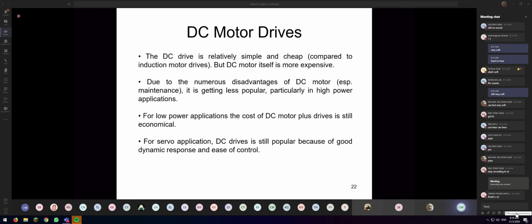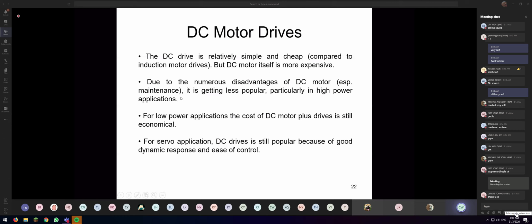For the AC motor, they just have two sets of winding. One is a rotor, one is a stator. That's it. That's enough for the AC motor to work. But for the DC motor, you need to have the armature winding, the commutator, the brush, and also the permanent magnet, or a separately excited winding to make it work. So these materials are costlier compared to the AC motor. That's why they say here that the DC motor itself is more expensive.